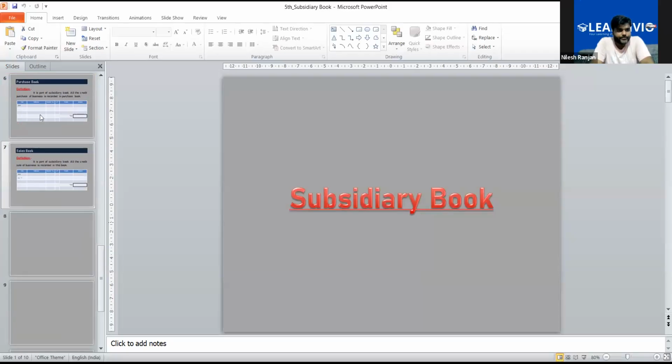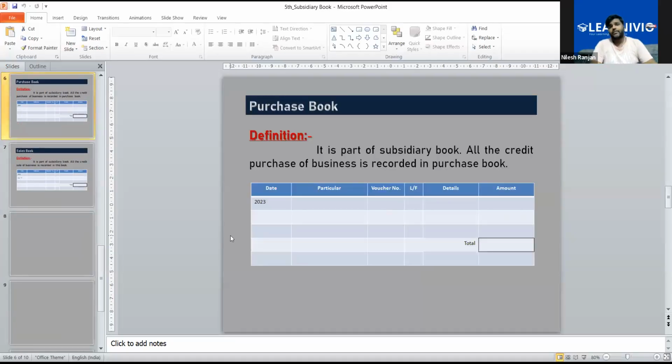Purchase book. You can see here, it is part of subsidiary book. All the credit purchases of the business are recorded in purchase book. And the format you can see: the first column is for date, then particulars, voucher number, LF, details. Yes, this detail I was talking about. So all the item details will be written here. And the final amount, after adding or deducting everything, will be written in the amount column.